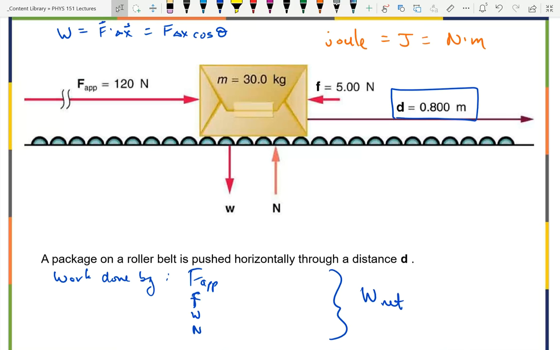Same thing. So our answers were 96 joules, minus 4 joules, 0. Don't need to put units when it's 0. And 0. And keep in mind, this is the work done by these forces. Those are not the values of the forces, or else you'd have something really weird.